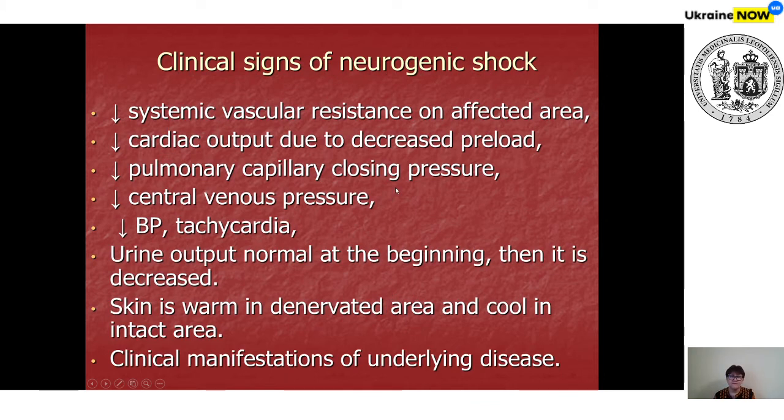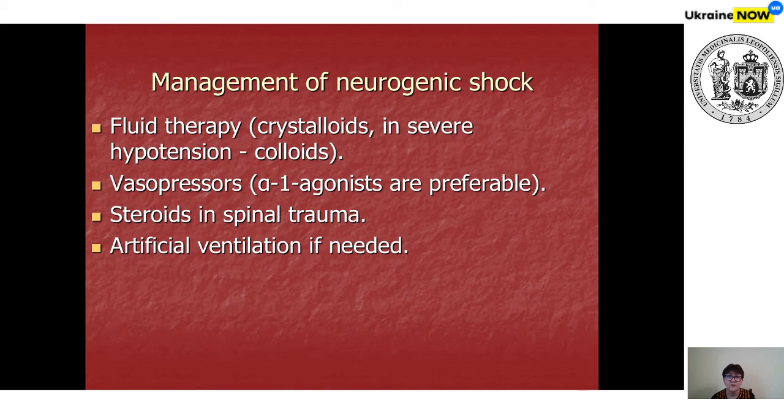Clinical signs. Systemic vascular resistance decreased in affected area but increased in intact area. Cardiac output decreased due to decreased preload. Pulmonary capillary closing pressure decreased. Central venous pressure decreased. Decreased blood pressure and tachycardia. Urine output may be normal at the beginning, but then it decreases. Skin is warm in denervated area, but cool in intact area. Clinical manifestation of underlying disease present in neurogenic shock.